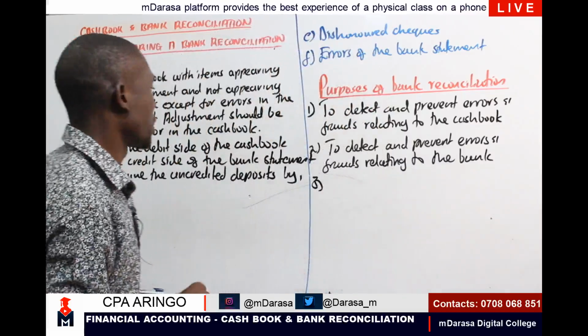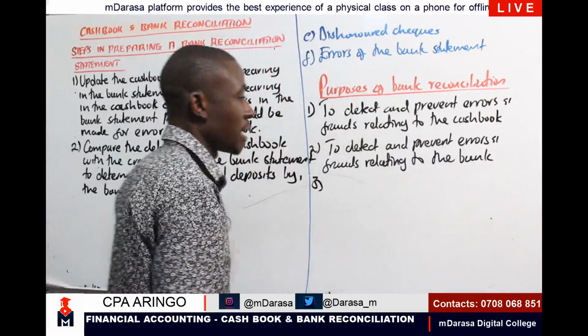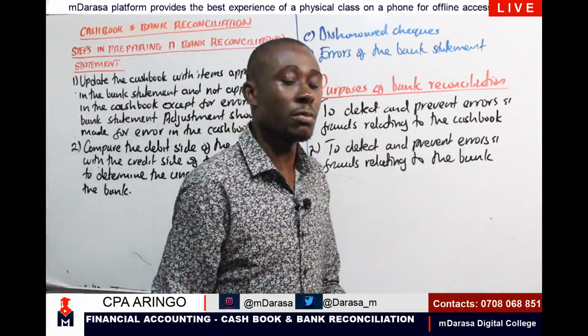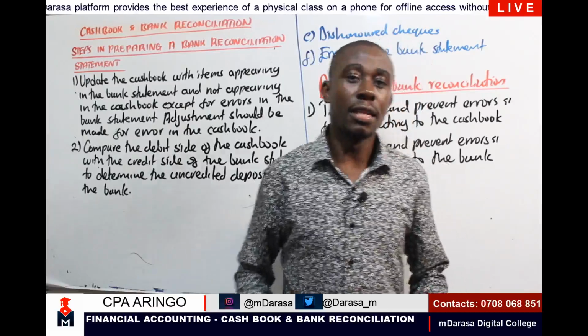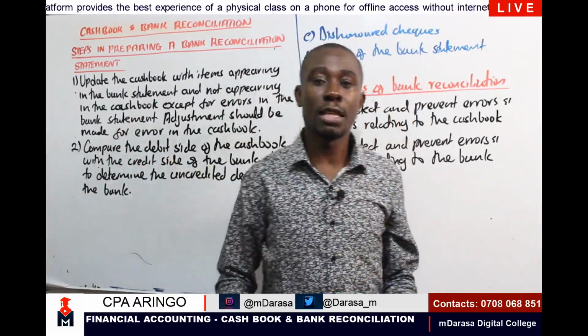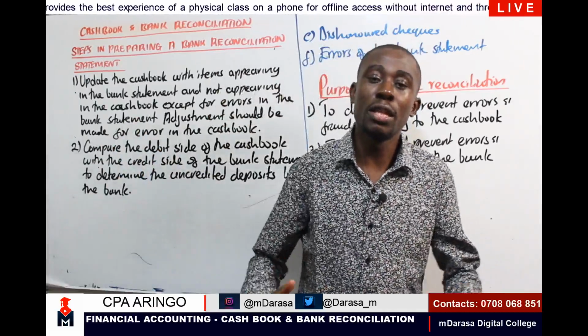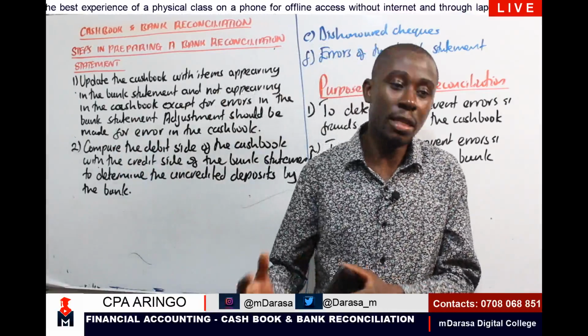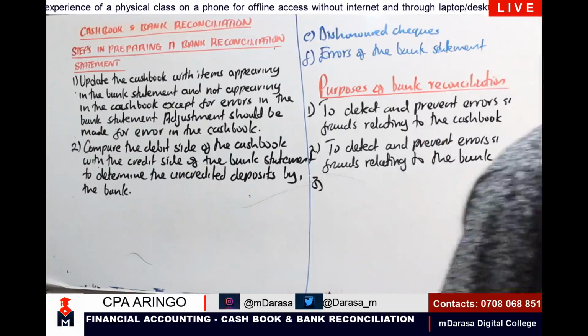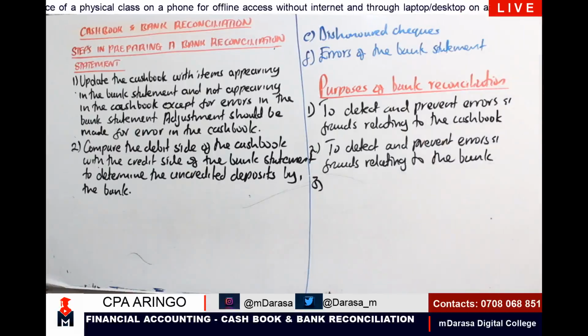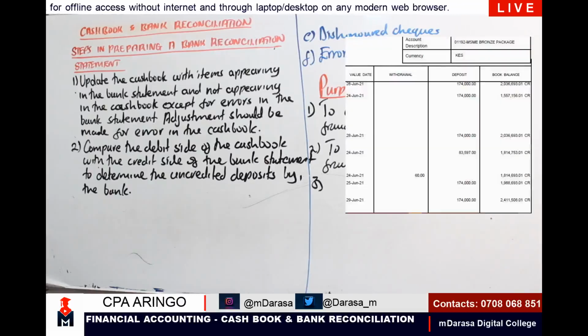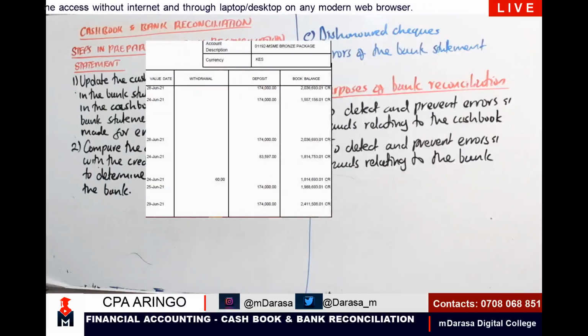So it is very important that you compare your debit side, because the debit side in your cash book, these are receipts. And the credit side in your bank statement, basically, these are what? These are the receipts. Let me just show you a good example, an extract of a bank statement, so that you should be able to understand this whenever we are talking of debit and credit.